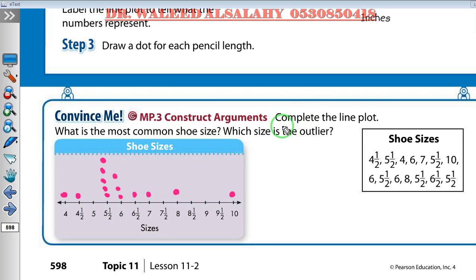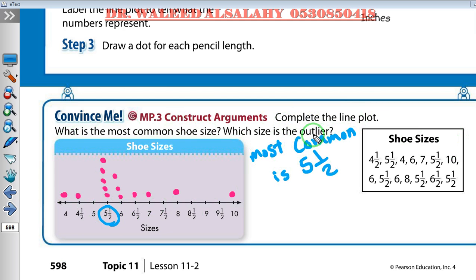He asked me to complete the line plot. We did. Alhamdulillah, we did how to complete the line plot. This is the first part. The second part, he said, what is the most common number? What is the most repeated number? What is the number that has more dots? It's 5.5. So we have to write the most common is 5.5.